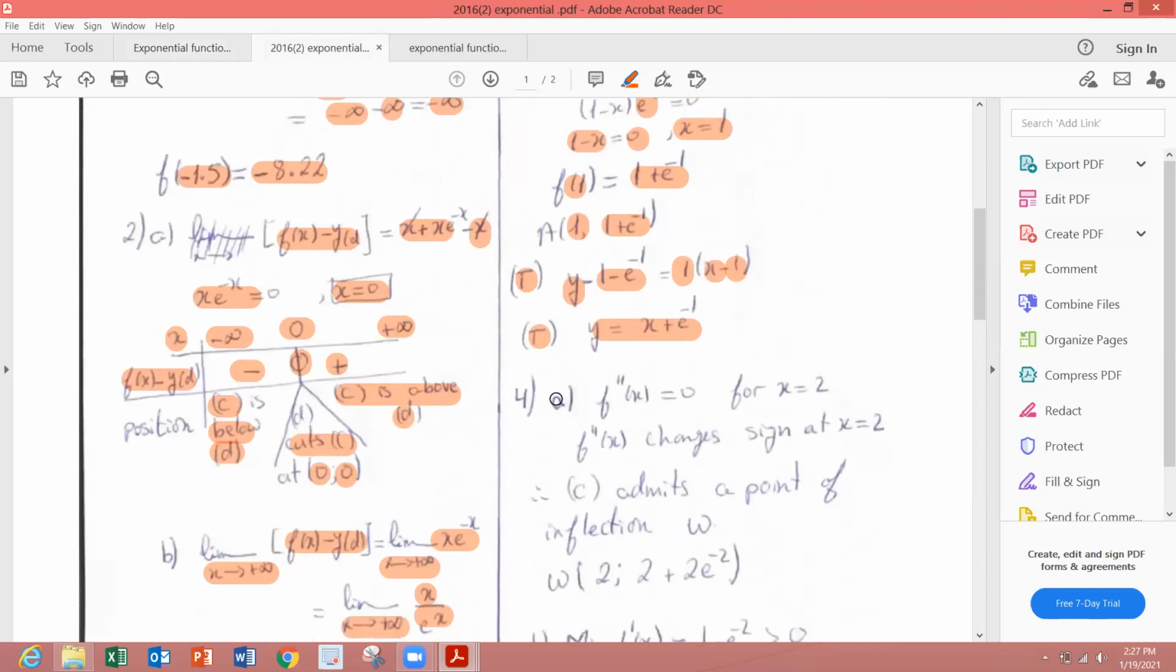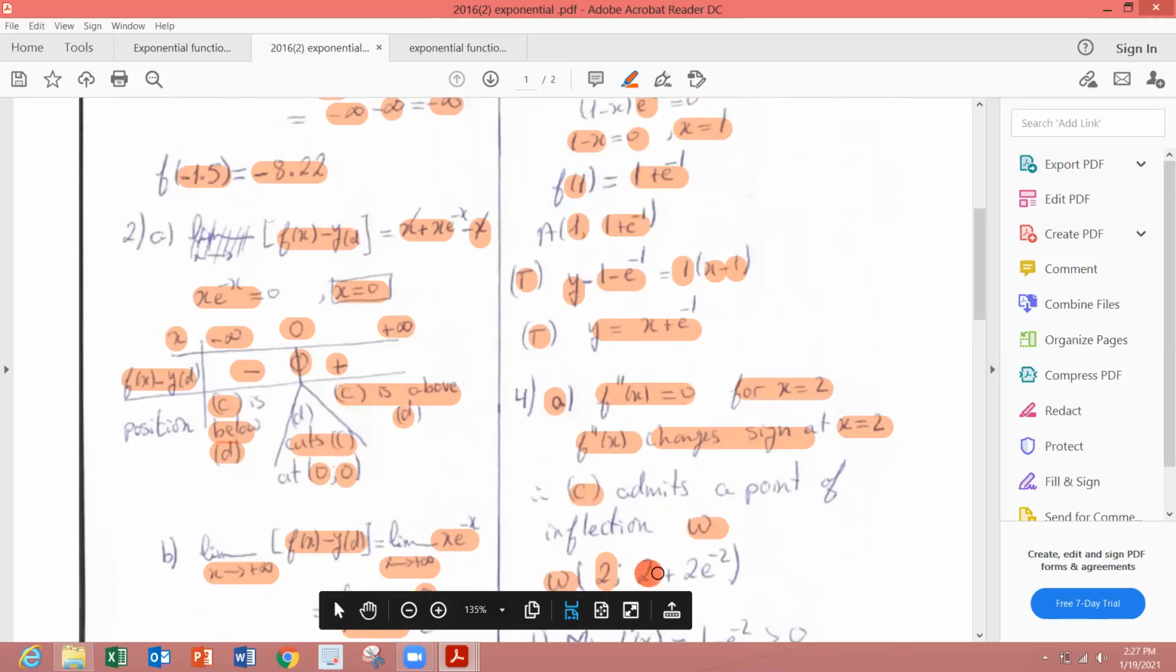For part A, f double prime of x equals 0 for x equal 2. And we have to say that f double prime of x changes sign at x equal 2. Therefore, C admits a point of inflection W. W has abscissa 2. For the ordinate, we replace it in the given function. It will be 2 plus 2e to the power minus 2.